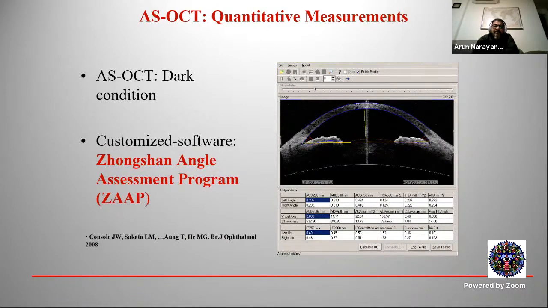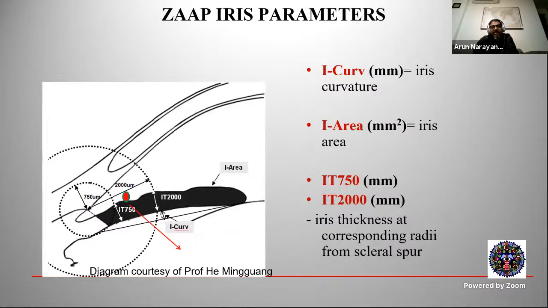With time and with the Zhongshan angle assessment program, a lot of quantitative parameters evolved, especially in the assessment of the iris in the form of iris area, iris curvature, and a lot of other iris parameters, as well as the angle measurement parameters such as the angle width and parameters such as IOD 500, the trabecular iris space area, and so on.